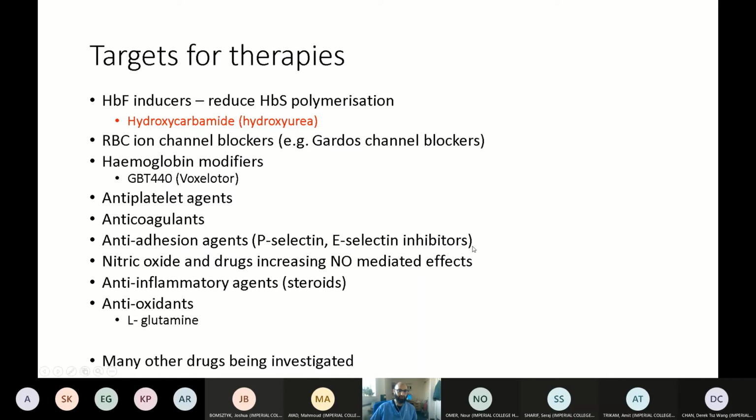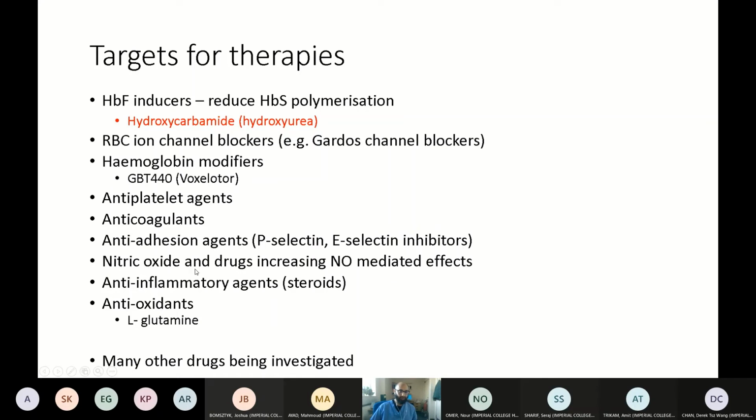Again, this is something that I'm going to talk about in a bit more detail, because the P-selectin inhibitors have been FDA approved in the United States, and are starting to be used in the mainstream management of patients. But unfortunately, NICE has just recently rejected approval for mainstream use of the P-selectin inhibitor crizanlizumab in sickle cell disease. But we'll talk about this drug in a bit more detail.